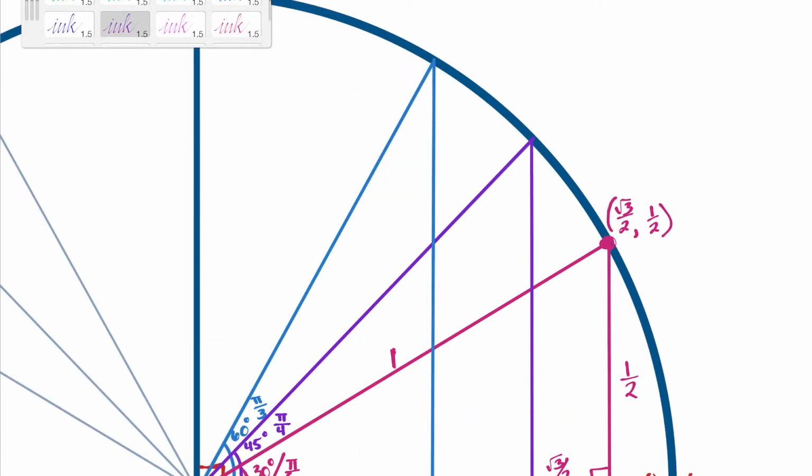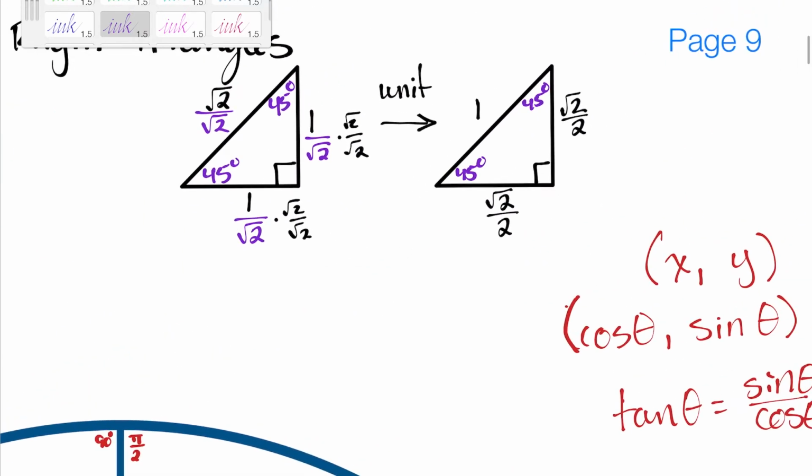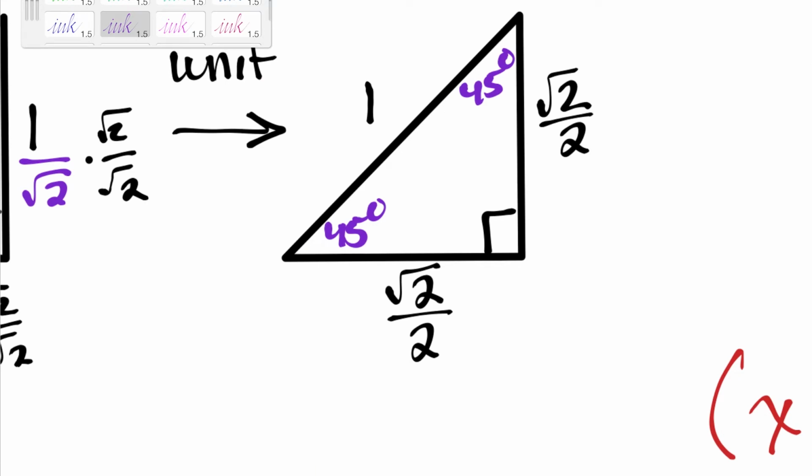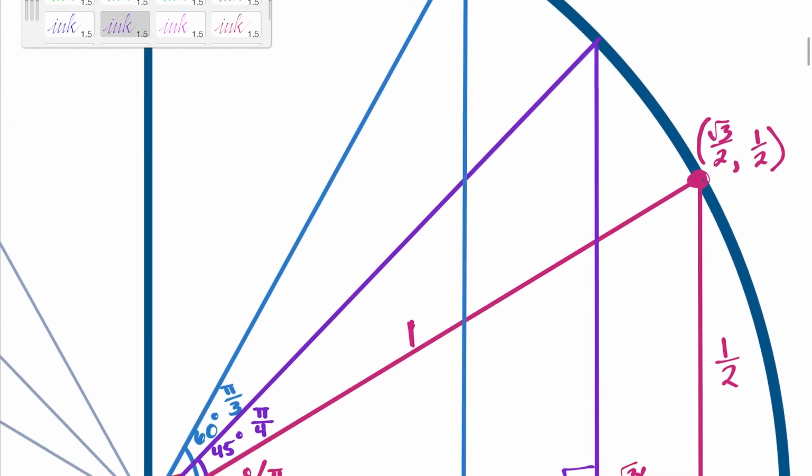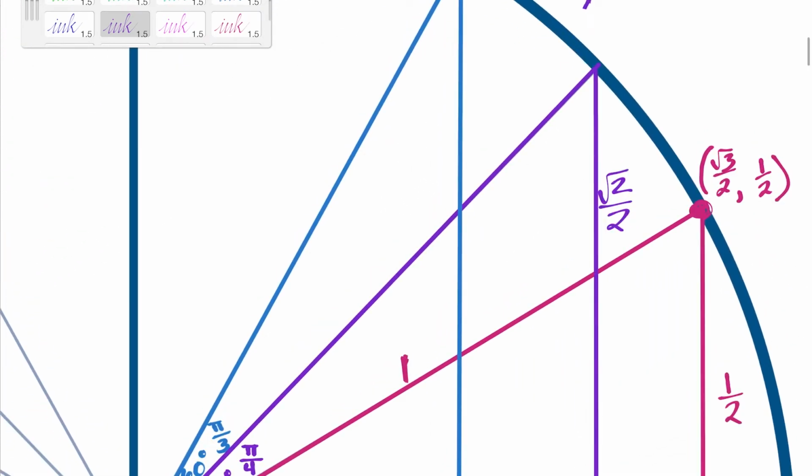So we got a 45-degree angle here in the corner. And if we look at the sides of our 45, 45, 90, that means I'm square root 2 over 2 for both of my sides. So then my x value is going to be square root 2 over 2 as well as my y value. So then the cosine of 45 degrees, or pi over 4, is square root 2 over 2. The sine of 45 degrees, or the sine of pi over 4, is square root 2 over 2.